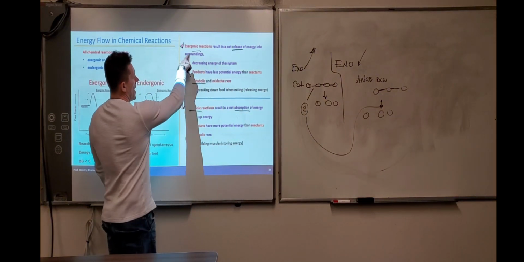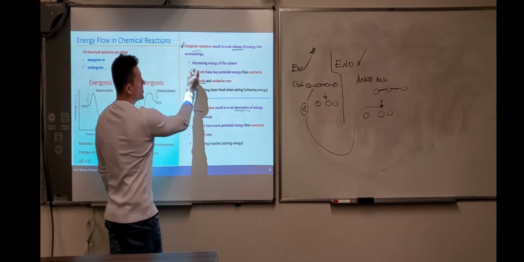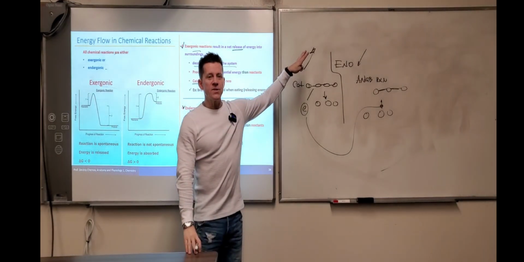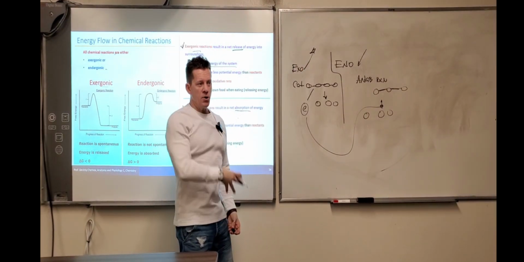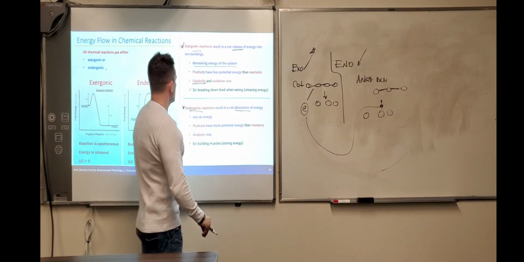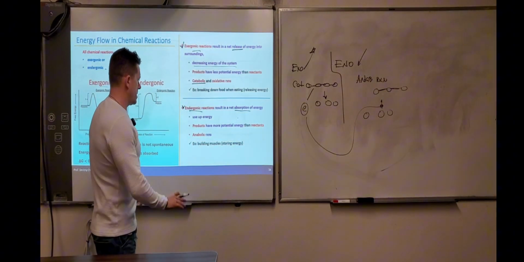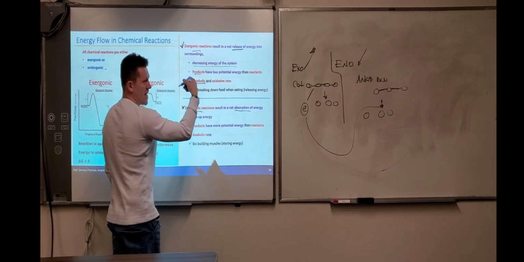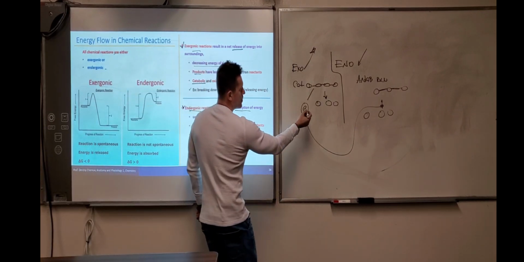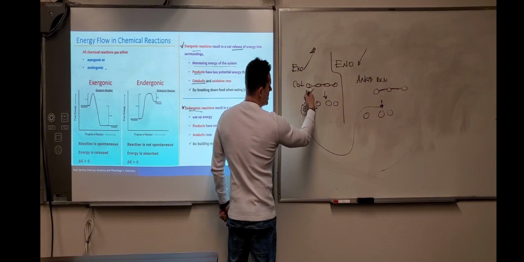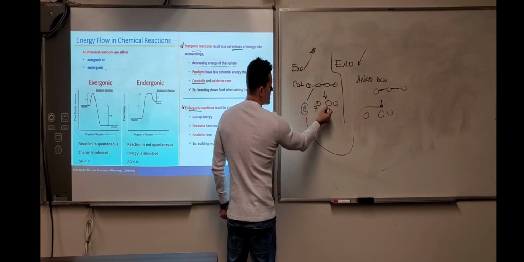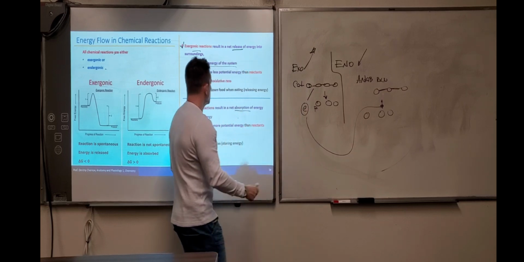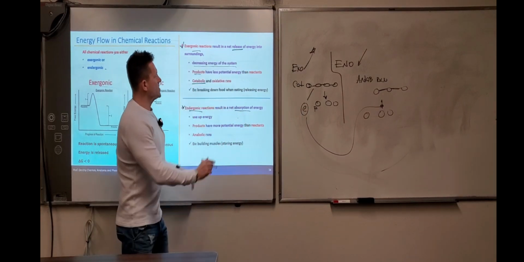So, exergonic reactions decrease the energy of the system because you're releasing energy. So there's less energy in the system. Products, that's what's going to happen at the end. This is the product, right? That's the product. This is the reactants because you start with this. Products will have less potential energy.